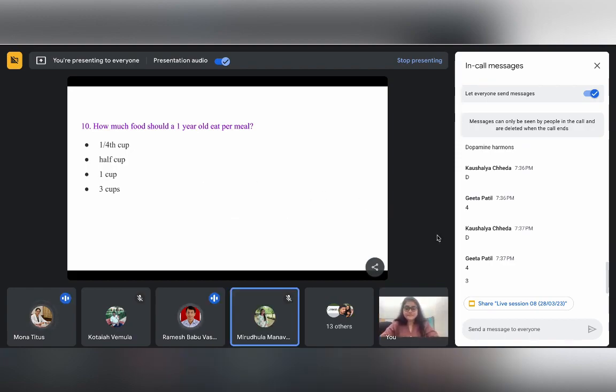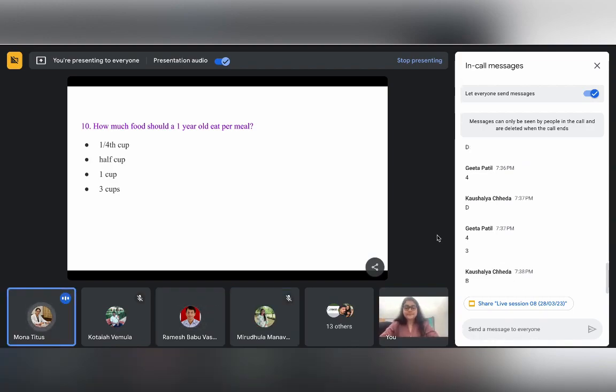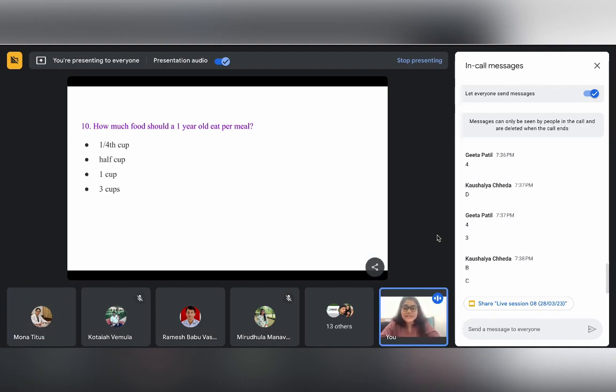Answer? 1 cup. Option 4, 3 cups. Okay. So why do you think it's 3 cups? Yeah, I think I'm wrong. I felt it should be more than 1, but there was no 2 cups. Okay. So yeah, the answer is 1 cup.